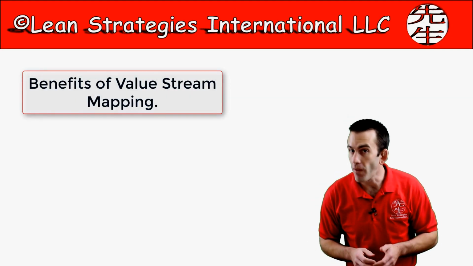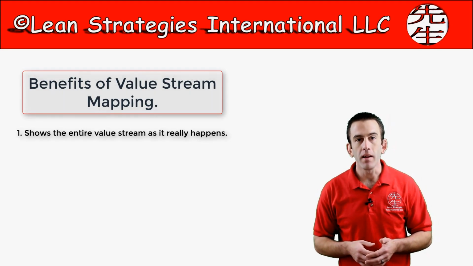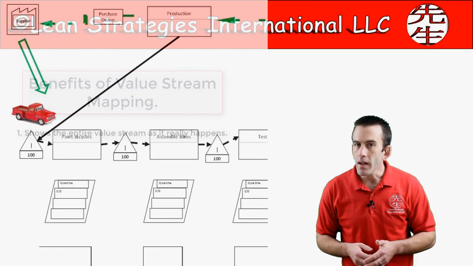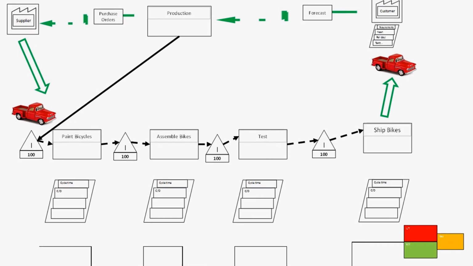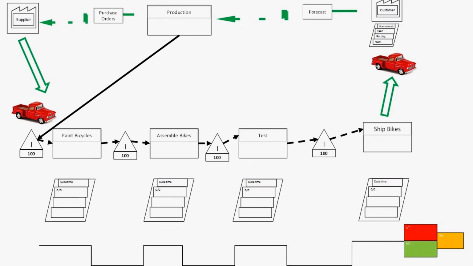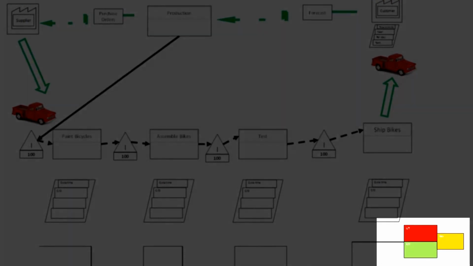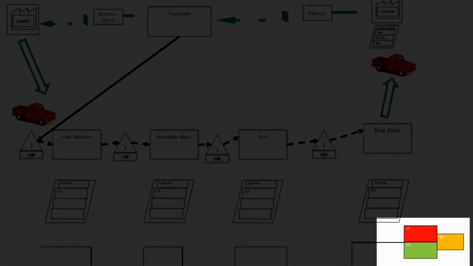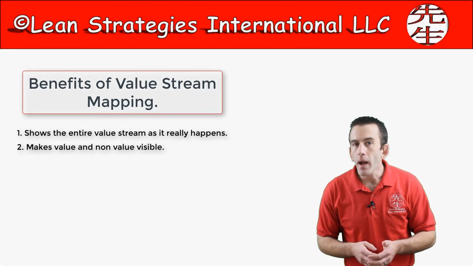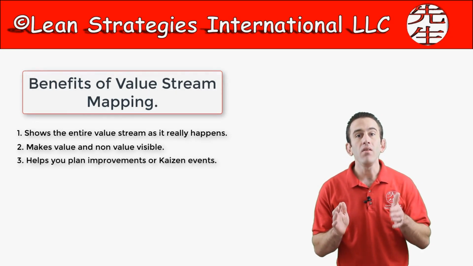First and foremost, the value stream map is a living document that is updated regularly by teams. Because the map is so dynamic by nature, it helps us to see the flow of the entire value stream as it really happens at any level of an organization. Additionally, a value stream map is the only type of map that makes visible both value and non-value activities. This is important because identifying waste in a process will help you plan where improvement or Kaizen events need to take place.